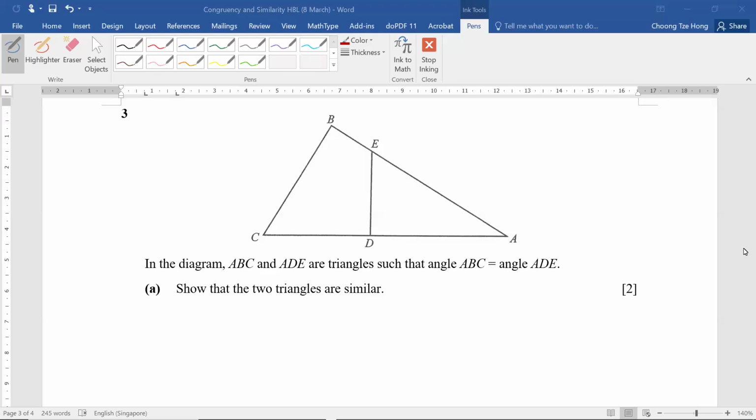Hi students, in this video I'll be going through the 2021 O-Level Mathematics Paper 1 question 14. Alright, so this is a question regarding similar triangles.